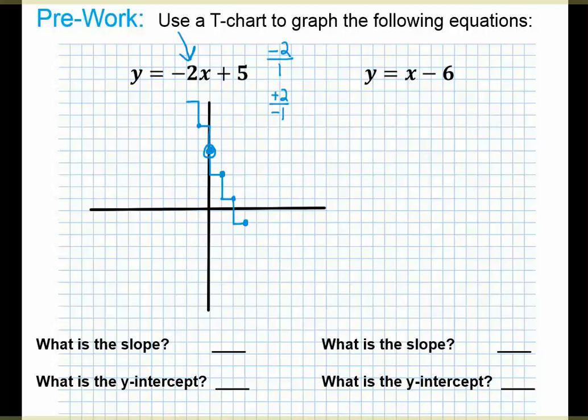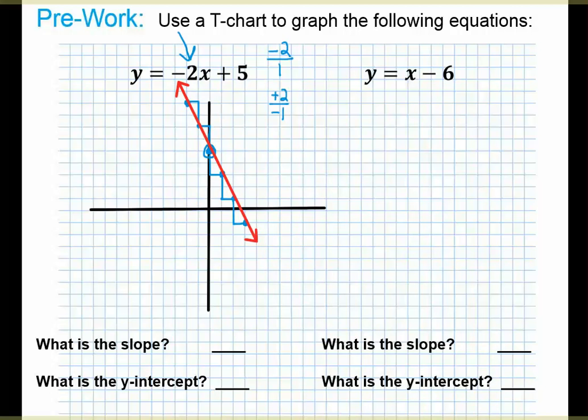Up 2, left 1. You'll see that all of those dots end up along the same line. You don't necessarily have to have the staircase when you're plotting these. I was just doing that to show you the rise over run. But if you connect all of the dots together, you're going to end up with the same line that we just had anyway. It just happens a lot more quickly.